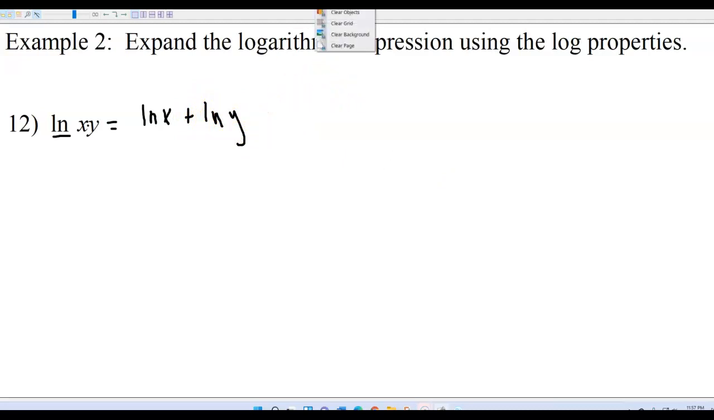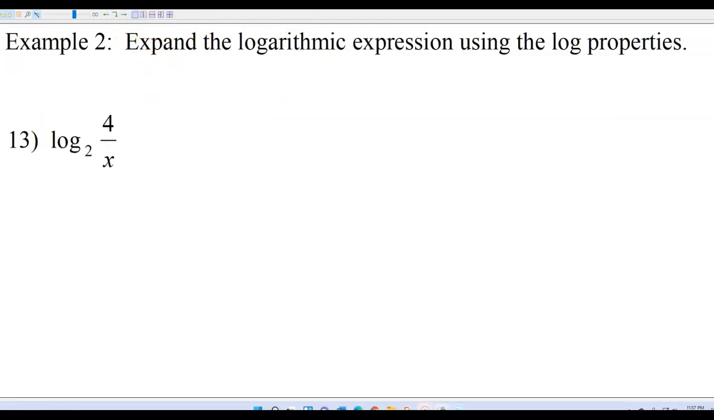Okay, let's go ahead and take a look at number 13. Notice here on number 13 we have a fraction in here. Look at your rules for the logs that we're learning today. Which one has a fraction in the argument? So you guys can see that's rule number 2. And according to rule number 2, if you have log base 2 of a fraction, you could rewrite that as log base 2 of the top number minus log base 2 of the bottom number. And that's actually good enough. We could stop there.